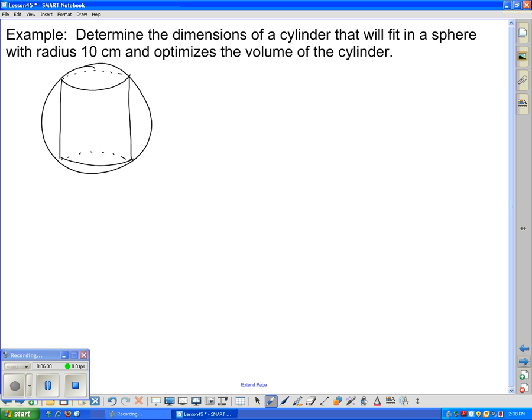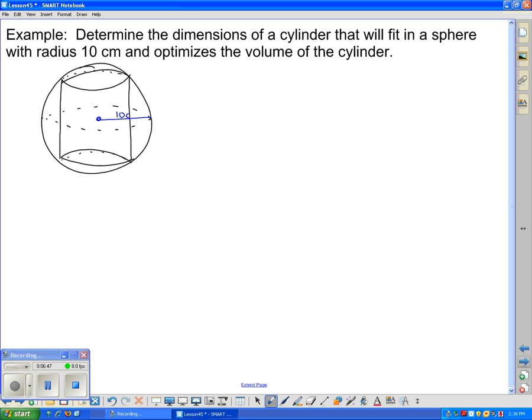So we put our cylinder inside the sphere, and you can tell by my fantastic artistic ability here, that looks exactly like that. What information is provided? The sphere has a radius of 10 centimeters.